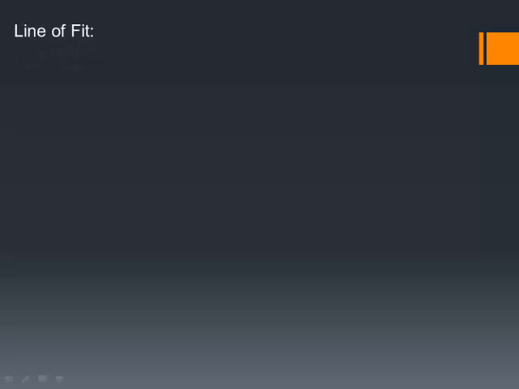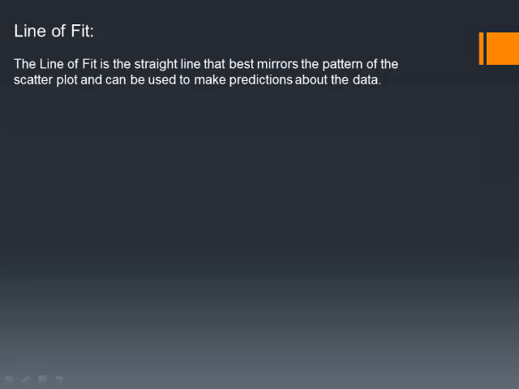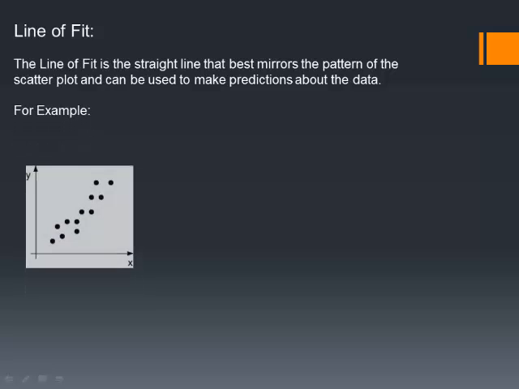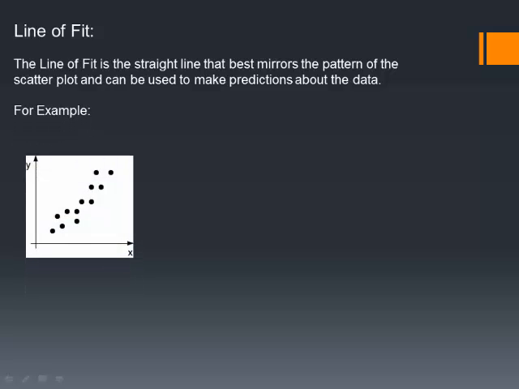Then we have something called a line of fit. And the line of fit is a straight line that best mirrors the patterns of the data. So for example, if we have this positive correlation, you can see it doesn't make a straight line, but we could plot a straight line through it that matches the shape of the data.